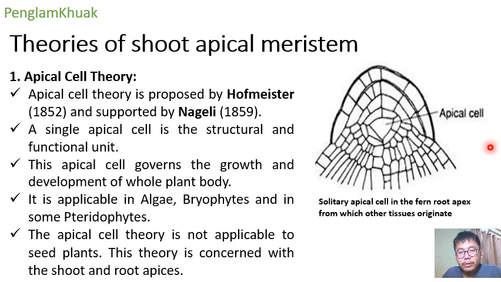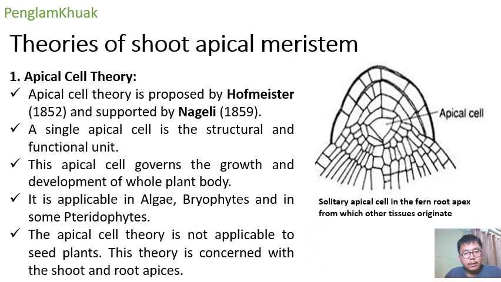This apical cell theory was proposed by Hofmeister in the year 1852, and it was further supported by Nageli in the year 1859. According to Hofmeister, apical cell theory means a single cell will be present, and it is a structural and functional unit. From this one, it will give rise to different parts of the stem, or different parts of the leaf, or different parts of the tissue. This apical cell governs or controls the growth and development of the whole plant body.